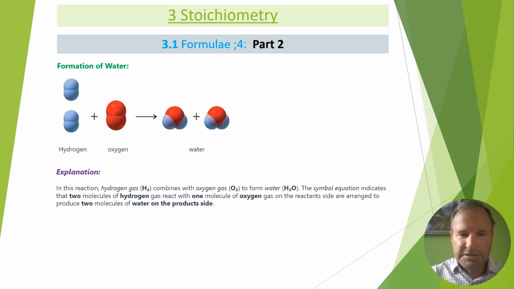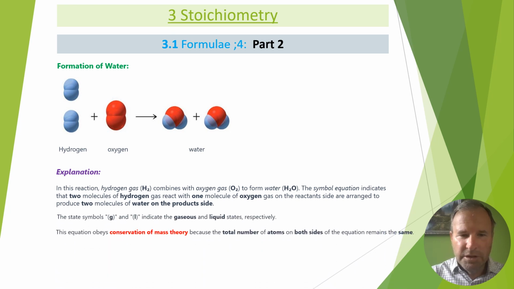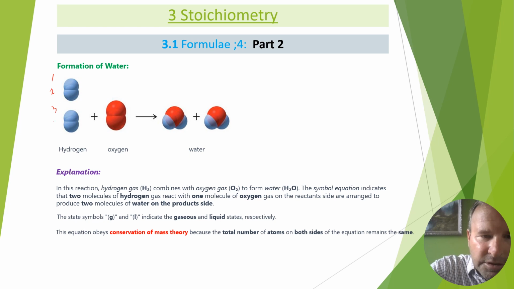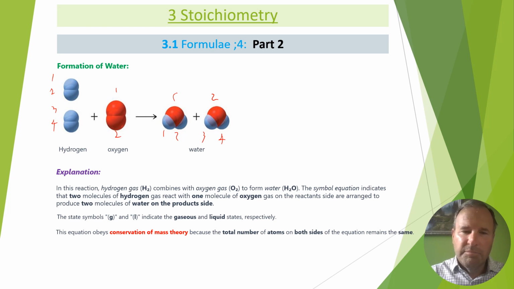Here's the formation of water with explanation, a bit more detail for you. Read through that at your own leisure. Remember, it's balanced here. You've got 1, 2, 3, 4 hydrogens, and 1, 2, 3, 4 hydrogens, and then we've got 1, 2 oxygens, 1, 2 oxygens. So you can see that it obeys the conservation of mass, where the total number of atoms on both the reactant and product sides are equal.